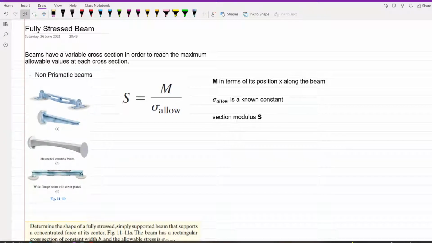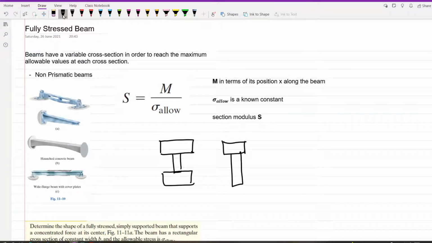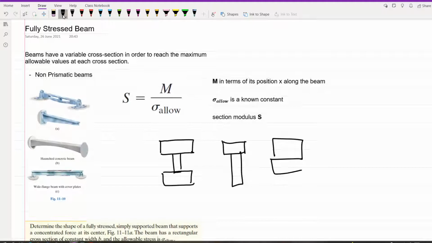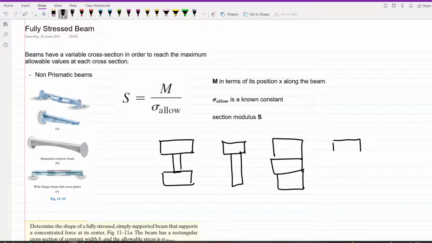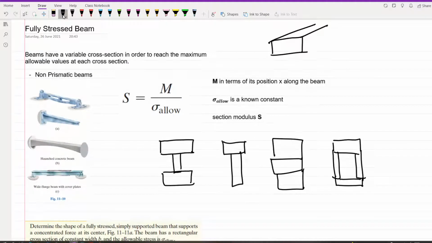Hello. So for fully stressed beam, the previous examples, the problems were related to I-beam, T-beam, or something like this, or like that. So all throughout the length of the sample, the shape is the same. Now, in the fully stressed beam, the concept is this.